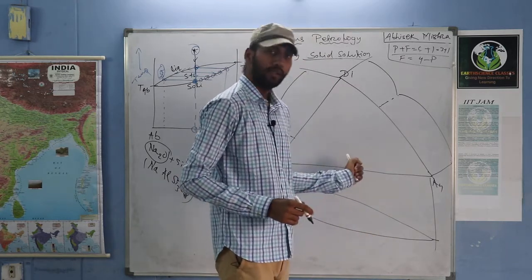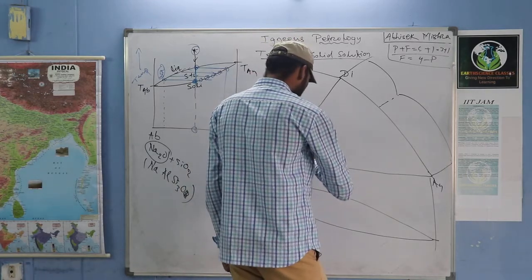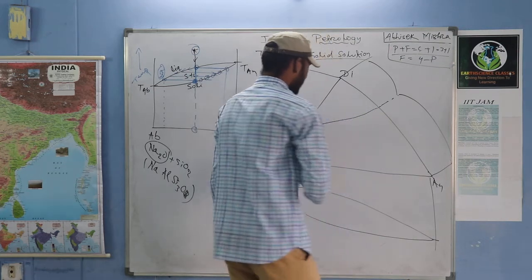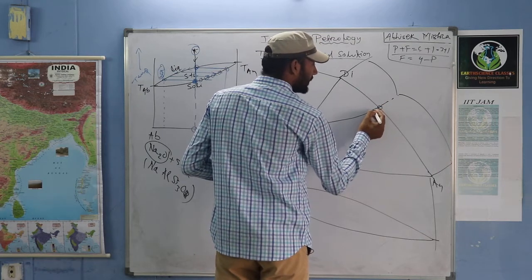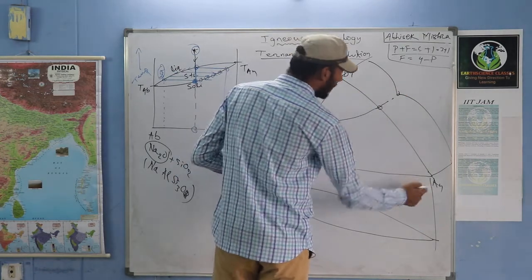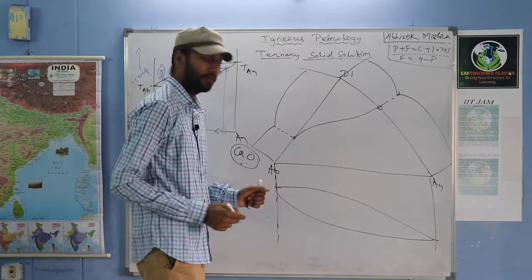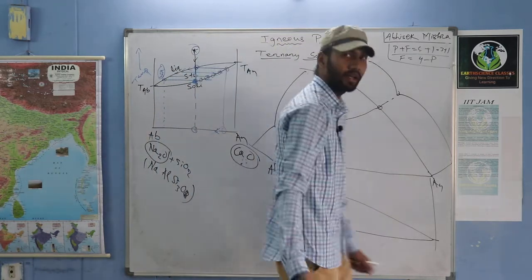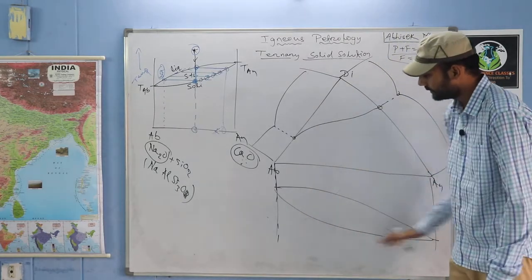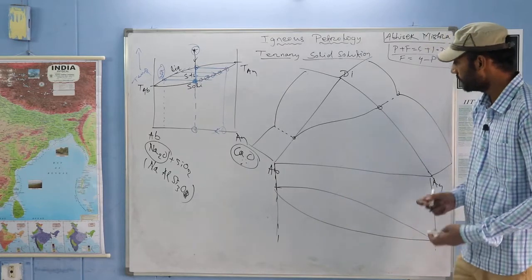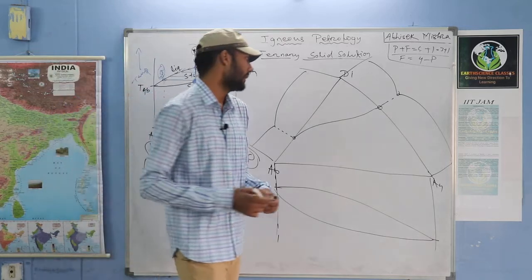You are not finding any common point or eutectic point here, so you are going to join this like this. This point represents the eutectic point between diopside and anorthite. This point represents the eutectic point between diopside and albite. Between albite and anorthite you are not getting any eutectic point or common point of crystallization because this is the solid solution. Now let's start analyzing the crystallization behavior.